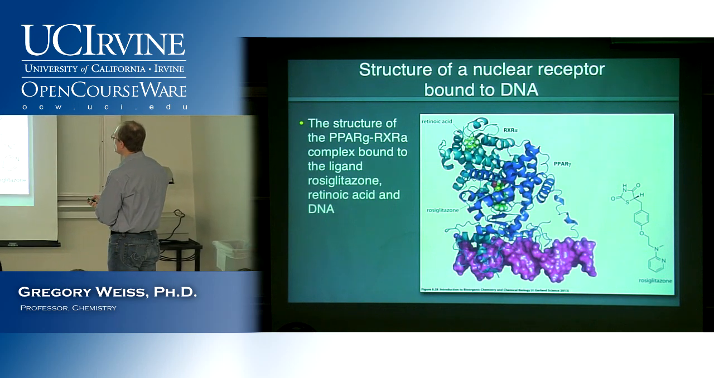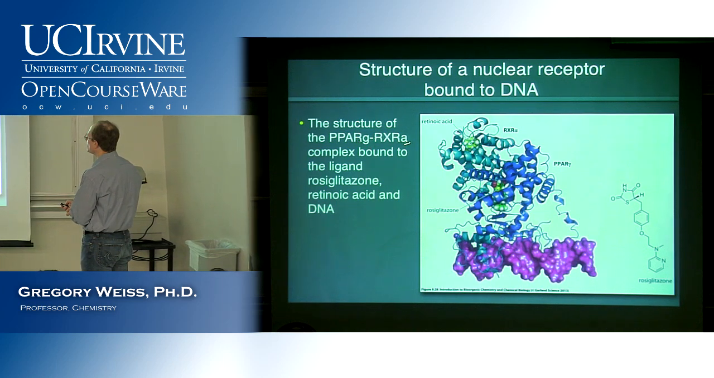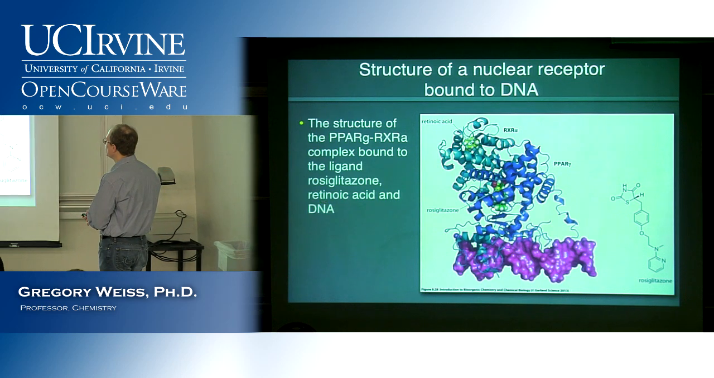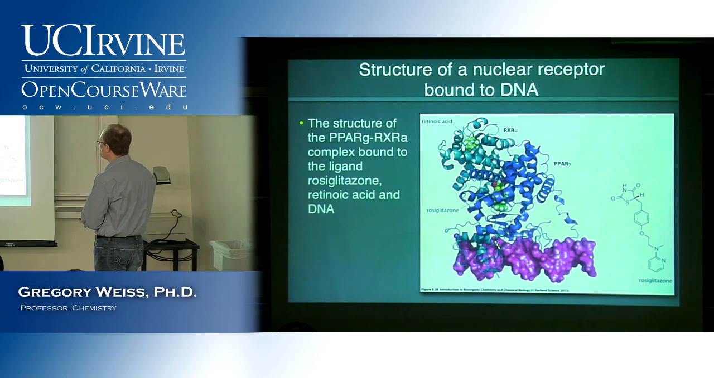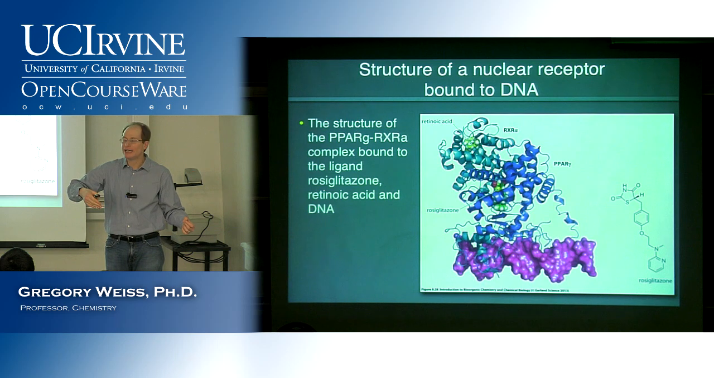This is a structure of the PPAR gamma. This G should be gamma, binding to retinoic acid receptor alpha, bound also to this ligand over here, rosiglitazone, and retinoic acid in yellow up here, and then also binding to DNA. So this is an example, again, of heterodimerization. Blue, purple, PPAR gamma, RXR alpha, and then this heterodimer can interrogate the DNA using exactly the same sort of transcription factor event that we talked about when we talked about proteins binding to DNA many weeks ago.